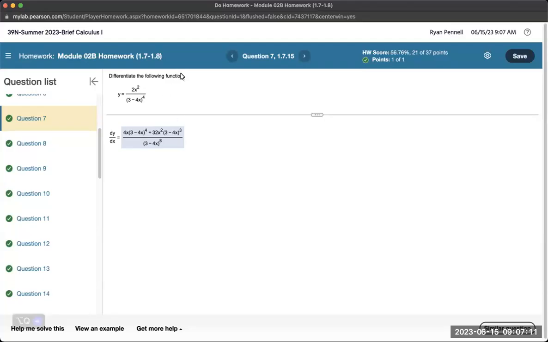In this problem, it looks like we're going to have to do quotient rule. Looks like we have a function over a function, so we need to build that. And let's look at the formula first.